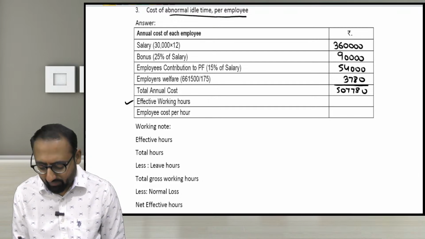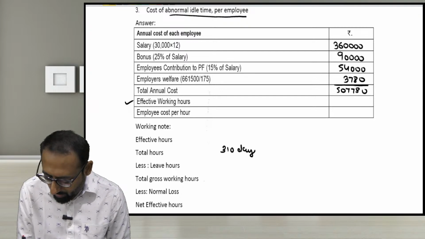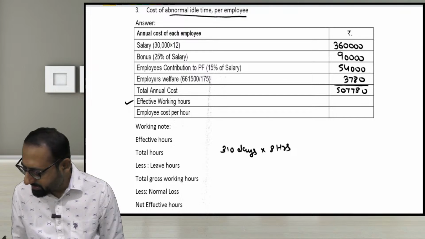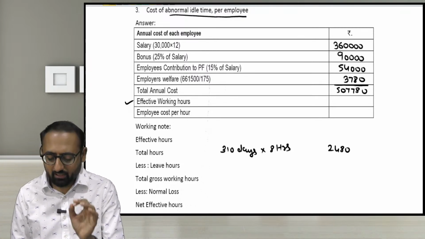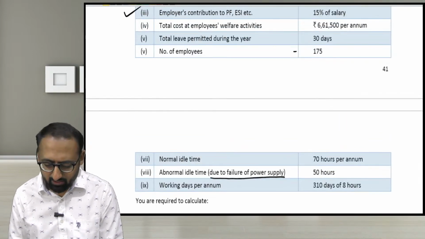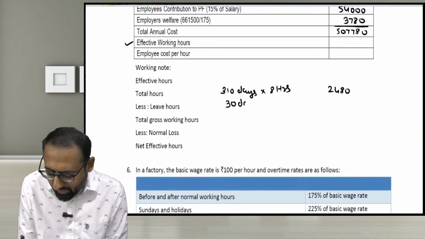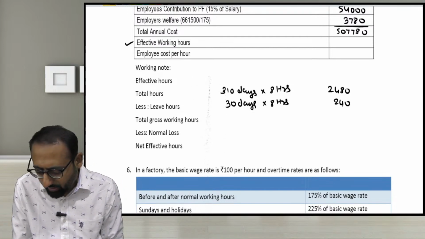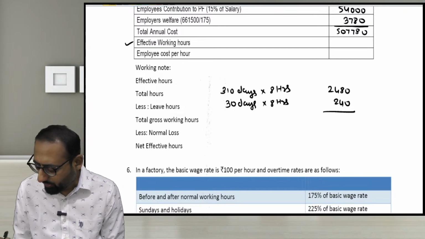Now I'll give one working note, and that working note will be the effective working hours. How much are the total hours? You can check in the question. There are 310 days multiplied by 8 hours a day, so your answer comes to 2480. Now let's take leave hours. You can check how many days of leave there are. 30 days permitted leave, so 30 days will be the absenteeism. 30 days multiplied by 8 hours a day will be 240. Now your gross working hours will be 2480 minus 240, 2240.